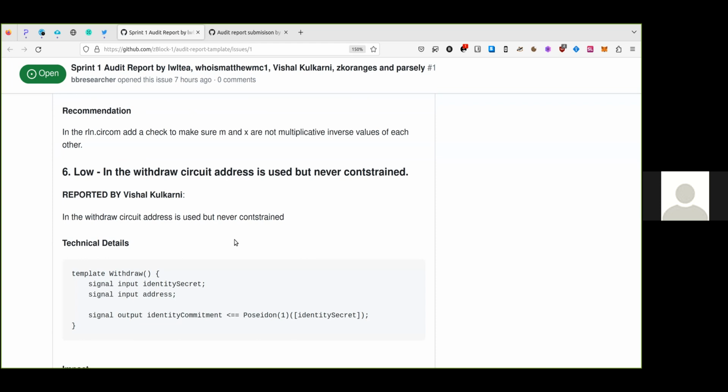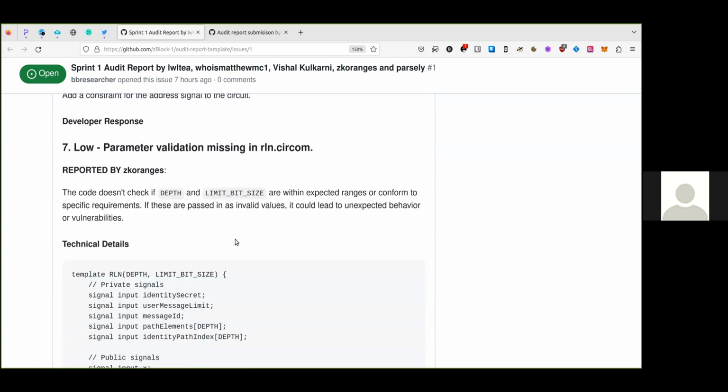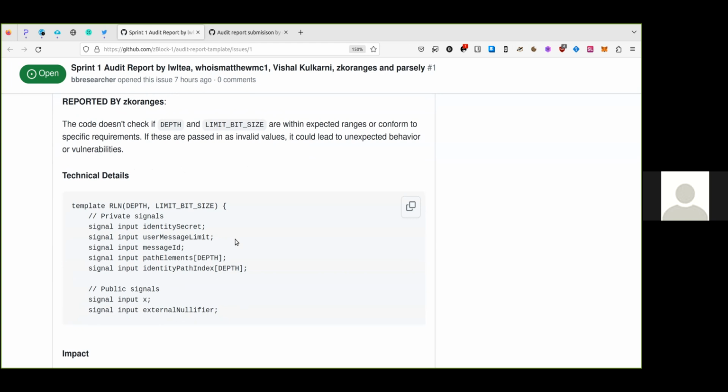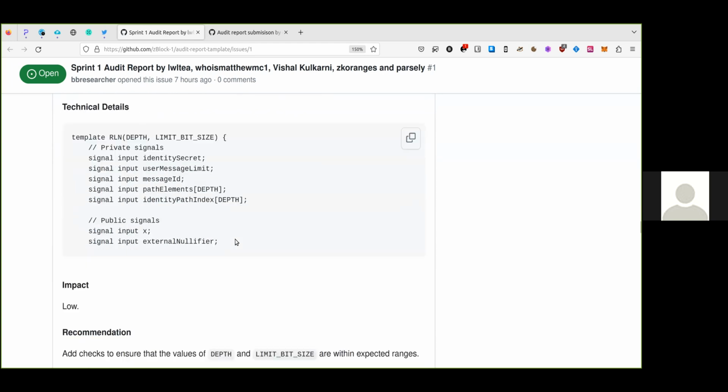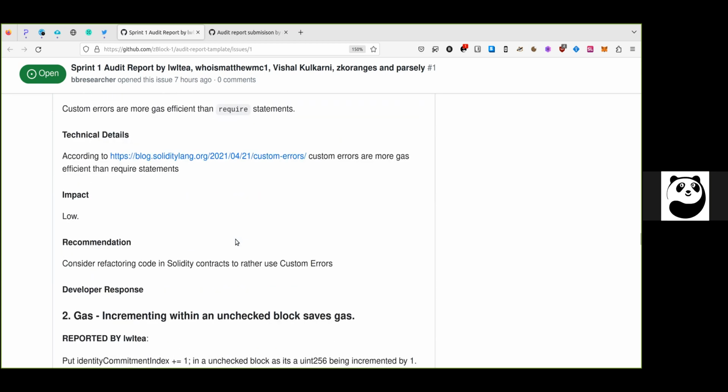Then number 6 is very similar to number 2, but Visual did ask me to include it. So it's just that it's never constrained, but we have discussed that. And then number 7, I'm not sure if ZK Oranges is online and just wants to chat to that. Basically, no checks for depth and limit size, he mentioned, although we do control it. But he's welcome. So, the rest were gas optimizations on the contracts.